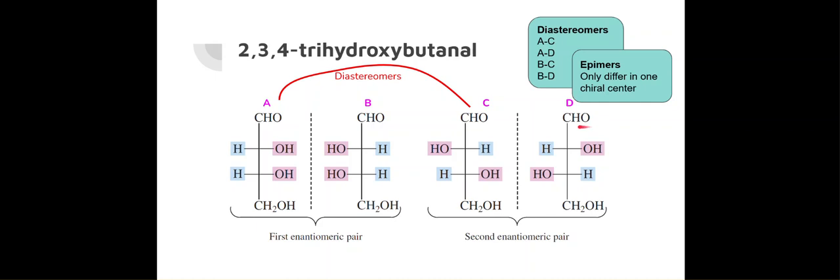Okay. So, if two molecules only differ in one chiral center, they're called epimers.